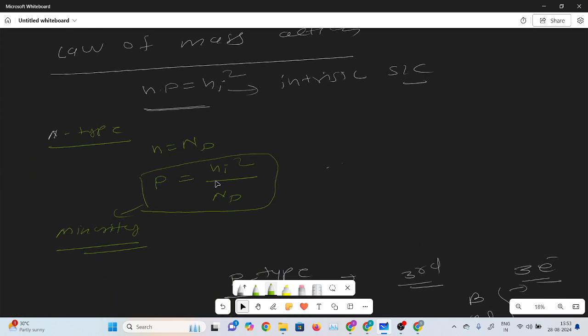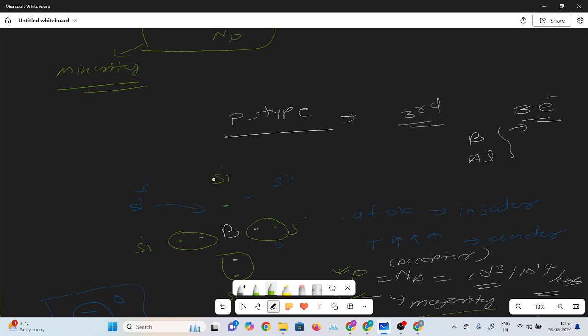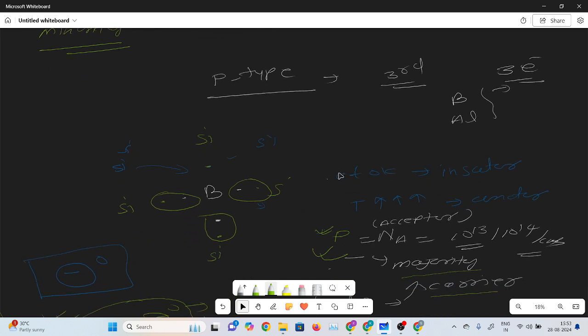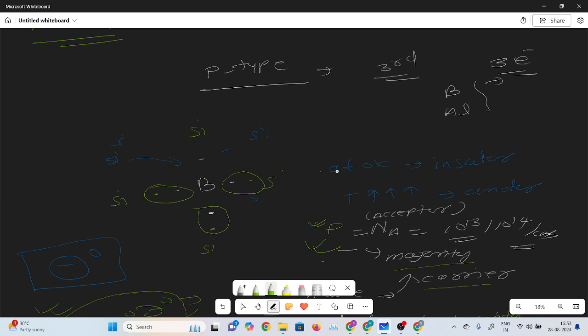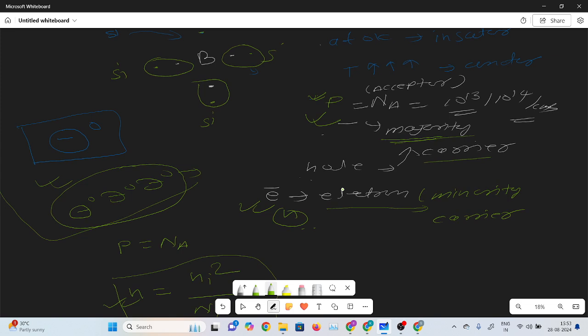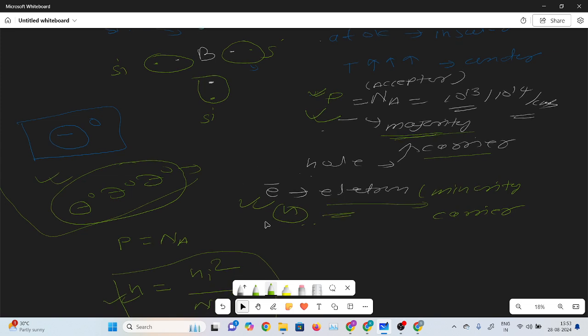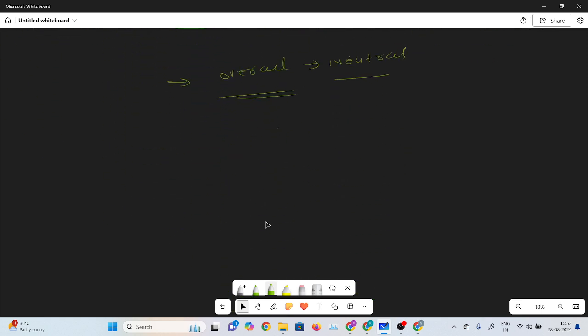And about the p-type semiconductor, what I told is that this is the acceptor atom. Here I dope a third group element. So in case of p-type, the majority carrier concentration is hole, and the minority carrier concentration is electron. With the help of the law of mass action, you can calculate this.